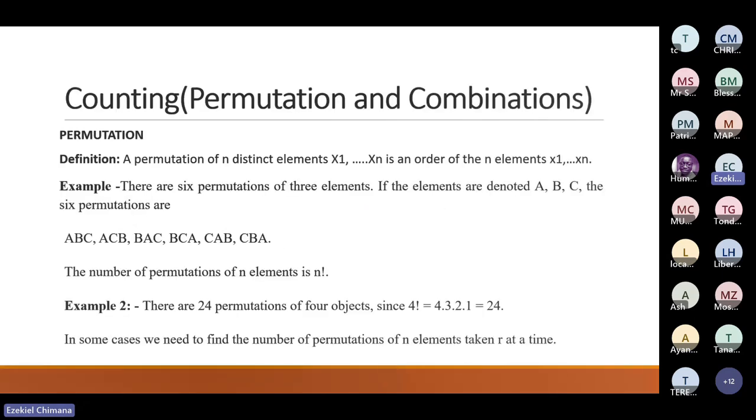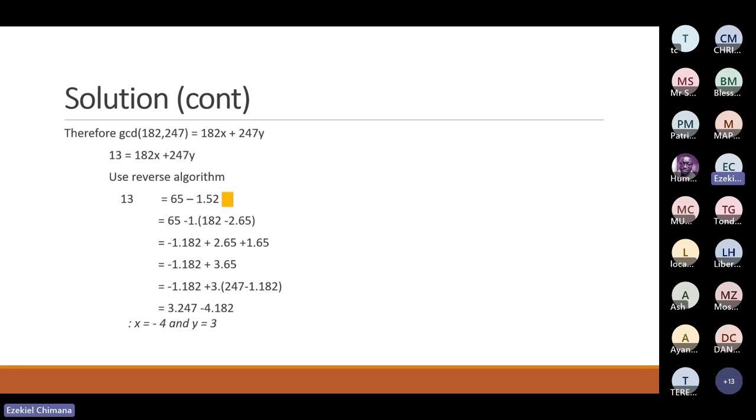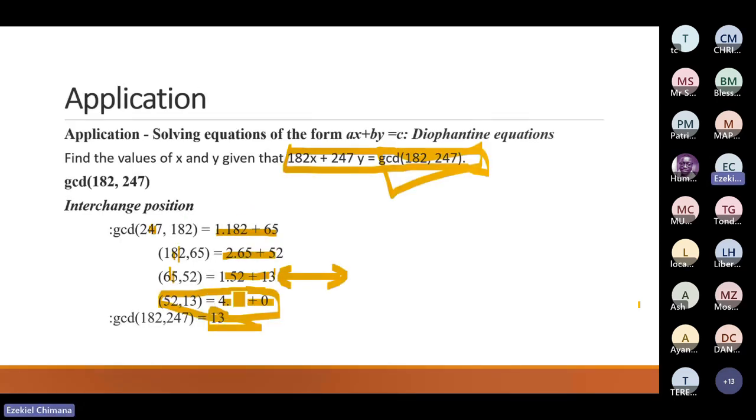If you look at this one, we started at this stage. 13 is equal to 65 minus 1 times 52. So you just came here. This 13 is equal to this 65 minus 1 times 52. If you calculate it, you see that it's actually true.